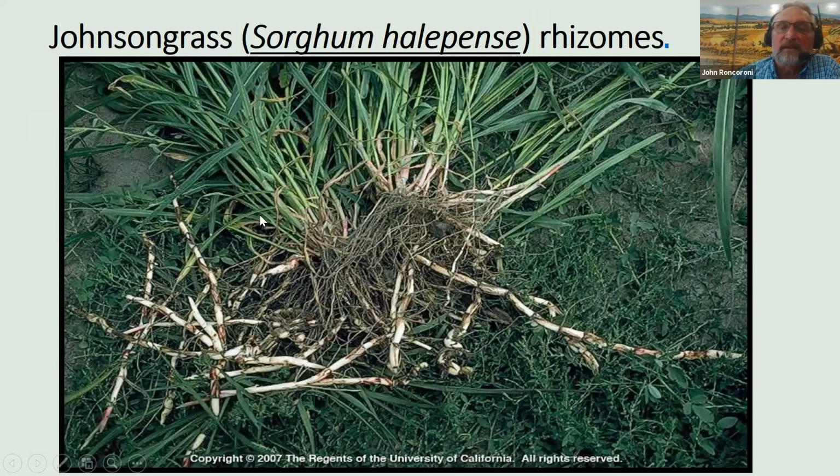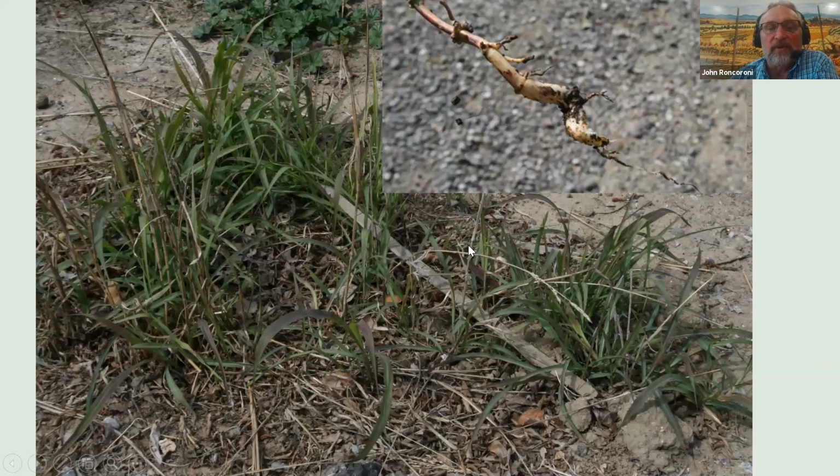I took this about a year and a half ago, when I wasn't able to go out and do a master gardener presentation. These were some Johnson grass coming back in early spring. You can see these are already, and this one's already starting to root. So going through something like this with a rototiller would just make it worse.